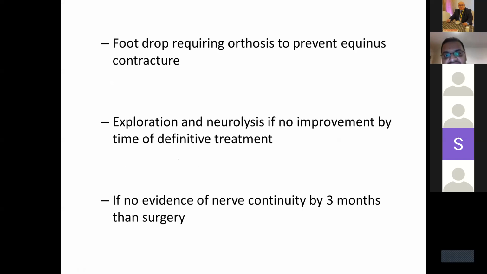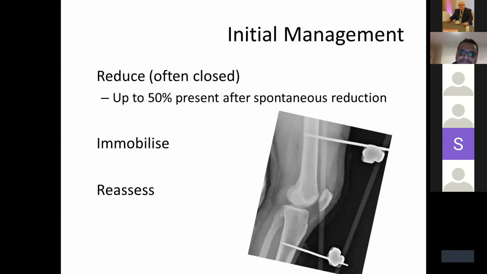In the emergent setting, for foot drop, use an orthosis to prevent equinus. As a part of the procedure, exploration and neurolysis may be undertaken at the time of definitive treatment. And if there is no progress in nerve function by about 3 months, then certainly in our institution we would consider referring to the local peripheral nerve injury unit.